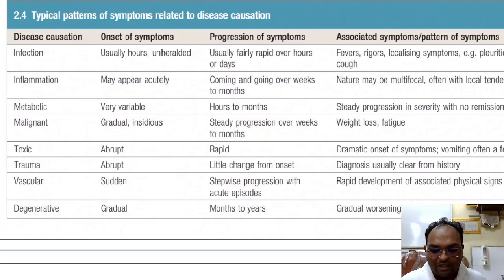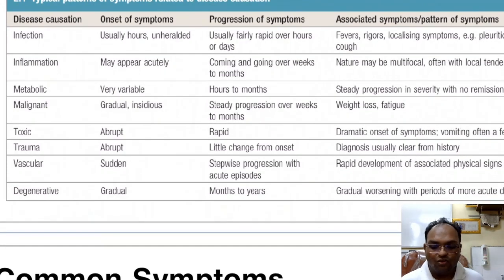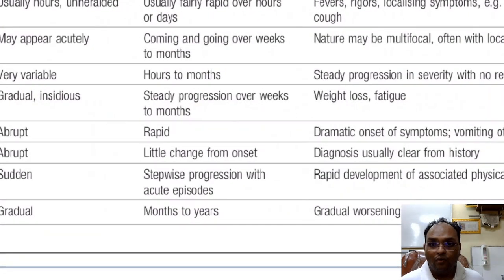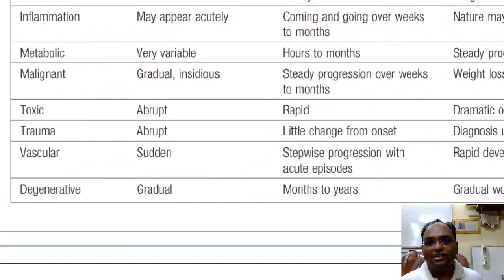So next is malignant: gradual, very insidious. Usually the person will suffer from more than 10% weight loss over 6 months. There's significant weight loss, fatigue, and there'll be steady progression over weeks. Then toxic, of course, it will be very abrupt.